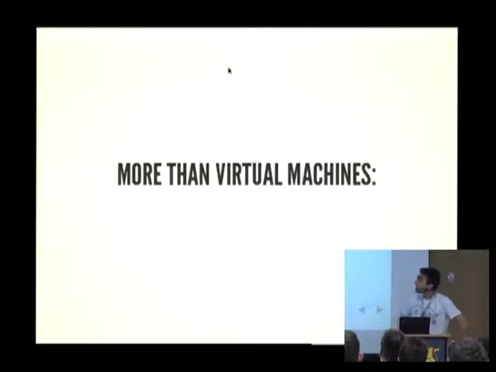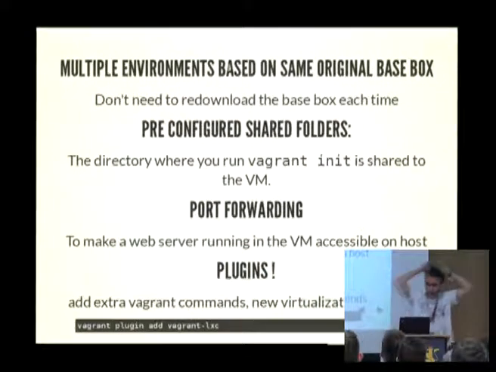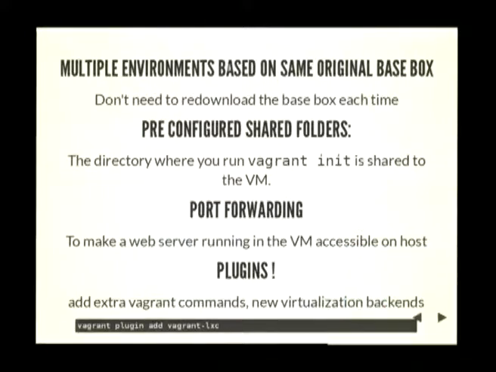So Vagrant has some extra capabilities besides creating these basic virtual machines. For instance, you can create multiple environments based on the original base box. So suppose, for instance, you need to have more than one Debian environment when you want to break stuff. You don't need to do the download every time, because it will recreate a new environment each time you call Vagrant init, based on what you downloaded before.